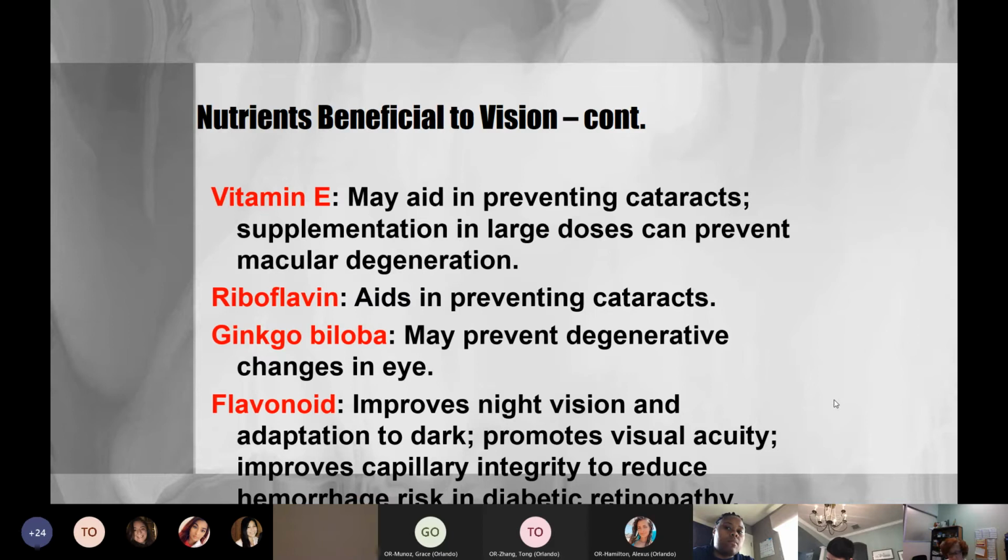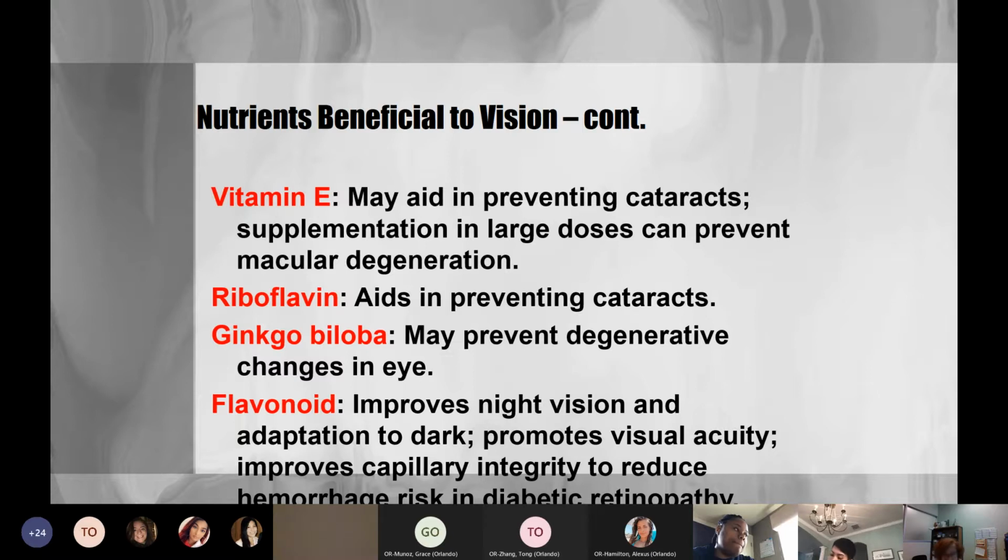Some others that are important. Vitamin E helps to prevent cataracts, and if we give enough of it, it can help prevent macular degeneration. Riboflavin, again, cataracts. There's a lot of vitamins that help with cataracts, and I think that's important to know because it's such a common, prevalent thing that we see in our older patients and older population.